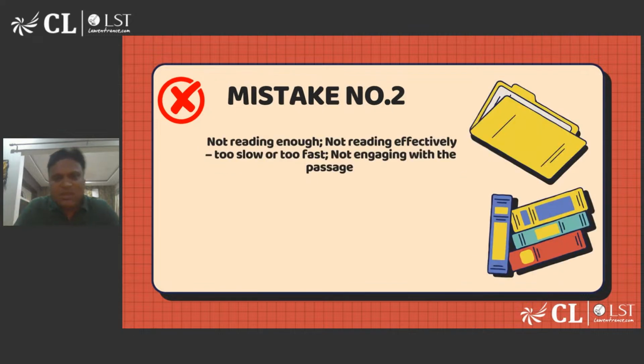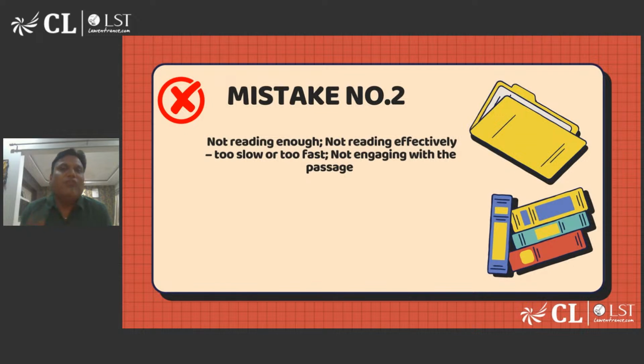Okay. Mistake number 2: not reading enough. If you want to crack the CLAT exam, the basic thing is you should read every day. If you are not reading enough, then whatever number of passages you solve, whatever number of mocks you take, that's not going to help you. So you should read daily. When I say reading, it can be newspaper editorials, novels, books, your wish, but at least 40-45 minutes of reading daily, and understanding the nuances of reading.